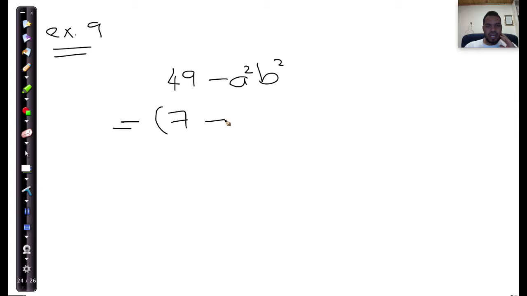Let's look at example number 9. Okay, so what we're going to do is we'll stop at 10 examples. So let's make it 49 minus a squared b squared. And these two terms separated by a minus, immediately you know you can factorize that into a difference of squares. So that's 7 minus ab multiplied by 7 plus ab. Okay, because a times a gives me a squared, b times b gives me b squared, negative times positive gives me the negative, and 7 times 7 gives me the 49.